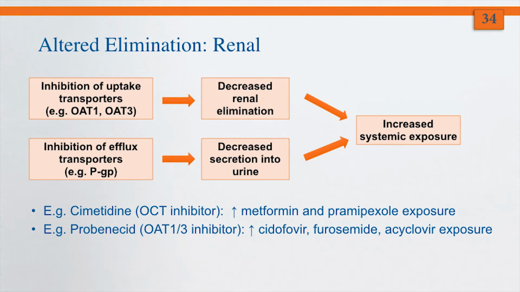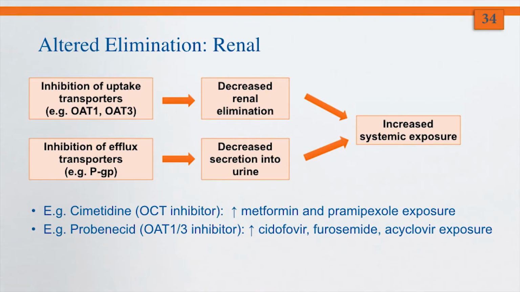Some examples here are cimetidine, which causes an increase in metformin and pramipexole exposure. Another one is probenecid. That's a very classic inhibitor of OAT transporters in kidney cells. And it can increase the concentration of multiple drugs, notably cidofovir, furosemide, acyclovir, also penicillin is another one.